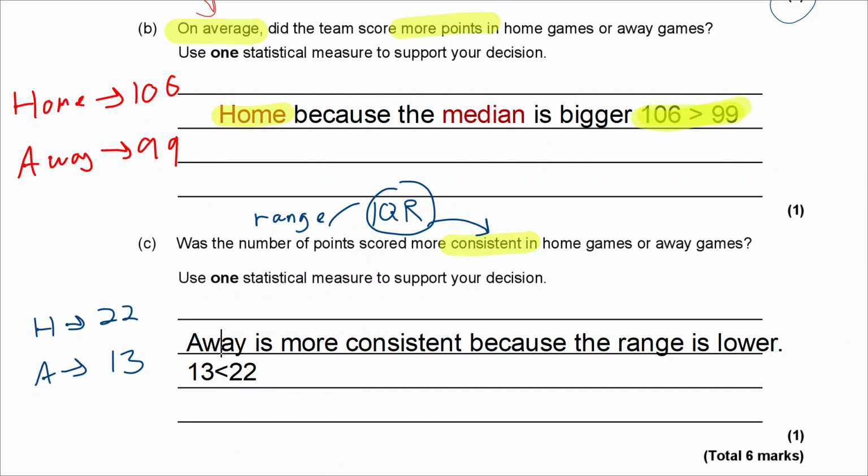So you state the answer. I'm just going to highlight it, it's easier. Right, away is the answer, more consistent because remember, to measure consistency, it's the interquartile range. The interquartile range is lower. 13 is less than 22. You could have also compared the ranges, but I would always go for the interquartile range personally.